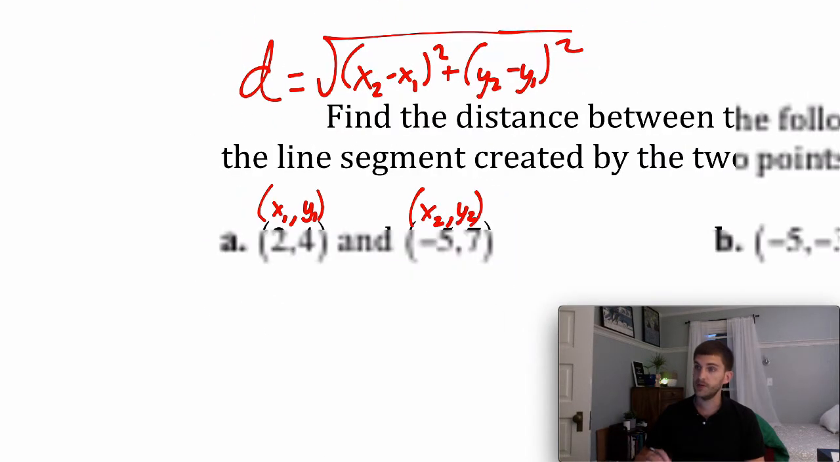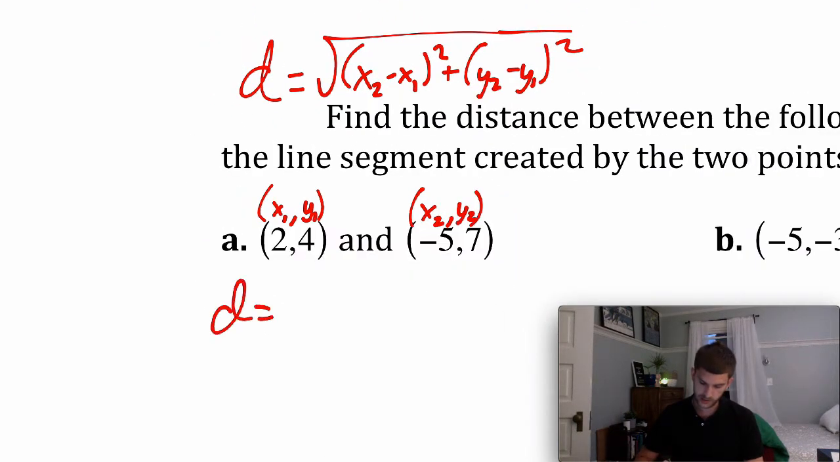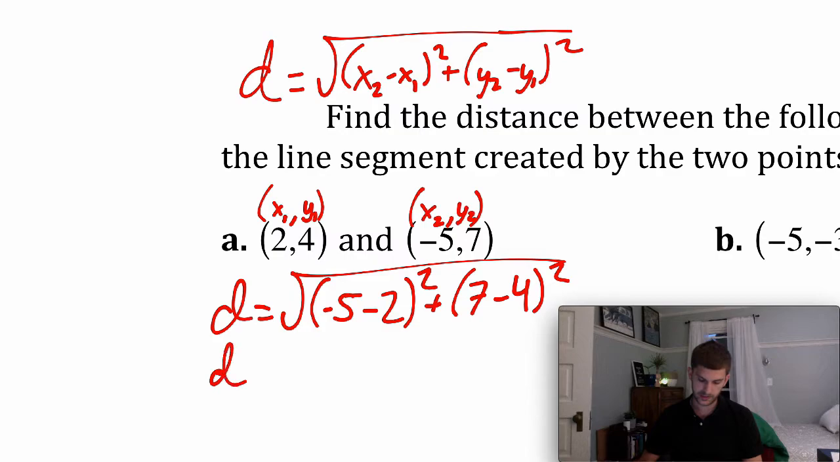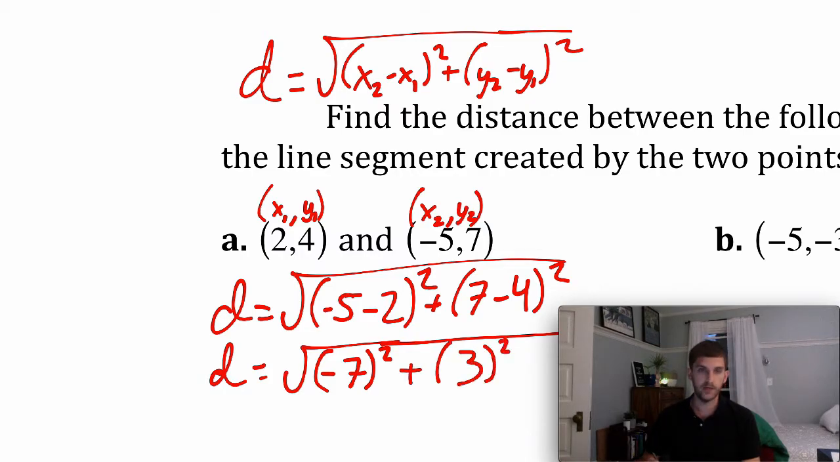Okay, so plugging in what we know, we got d equals the square root of our x2 value that we have here, which is -5, minus x1. In this case, our x1 we decided was 2. And we're going to square that, plus y2 was 7, minus our y1 of 4, and we're going to square that. Taking this piece by piece, we got distance still equal to square root of -5 minus 2. That's going to give us a grand total of -7. That's still got to be in parentheses, and that's going to be squared. Plus 7 minus 4, that's 3, and we're going to square that.